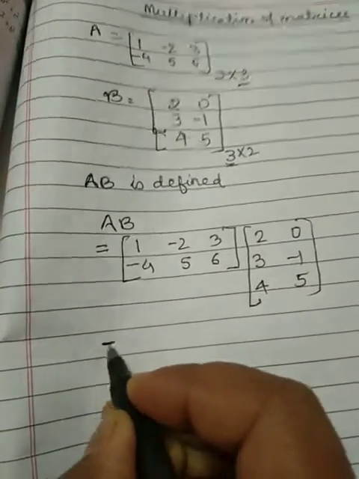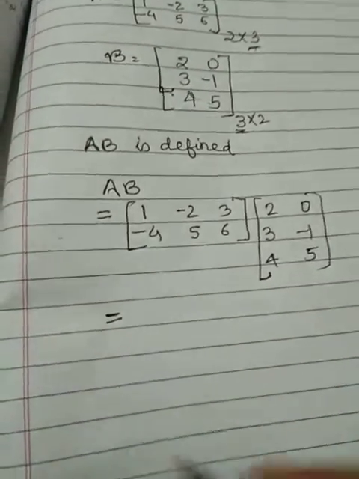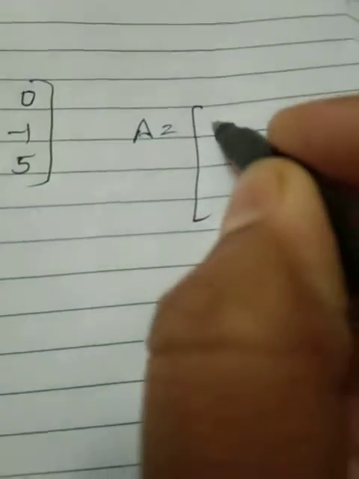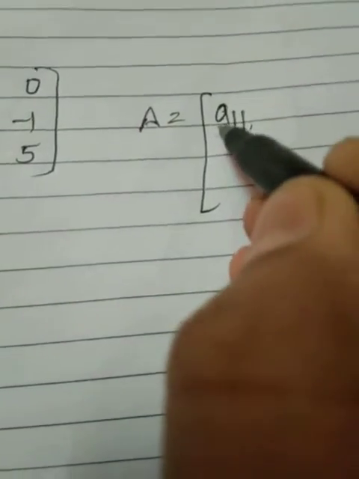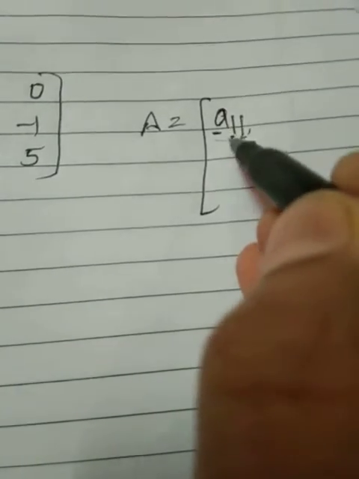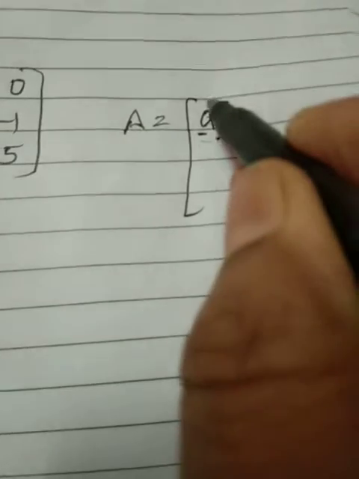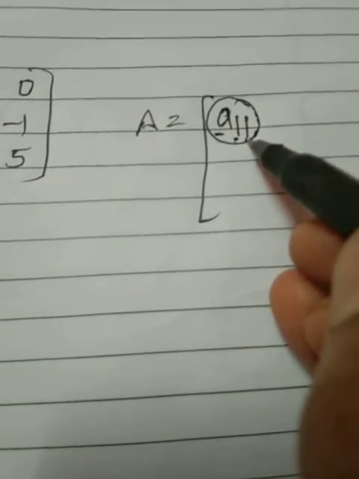Let us see AB. Whenever we write a matrix in the general form, we write A is equal to A11. Now what do we mean by this A11? This is the element of the first row and first column. The first number is its row number and the second number is its column number. So A11 is the element of the first row and first column.